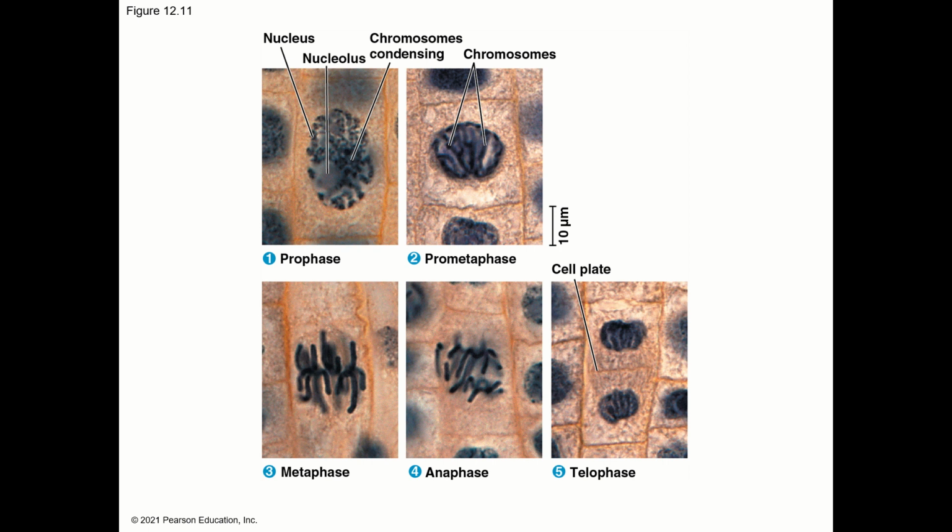Here we have some figures showing prophase, prometaphase, metaphase, anaphase, and telophase for that plant cell. Slowly packaging the material into chromosomes, splitting sister chromatids, and then splitting the cell.